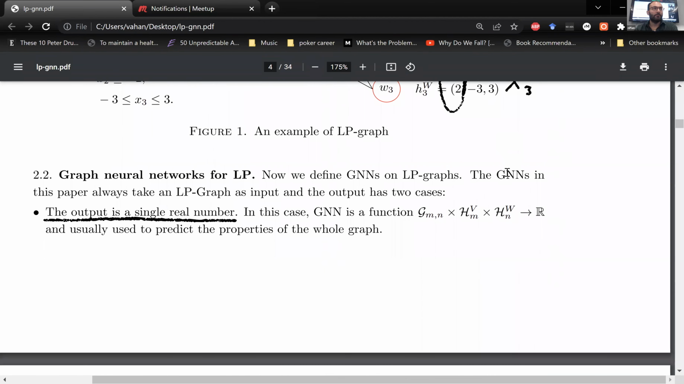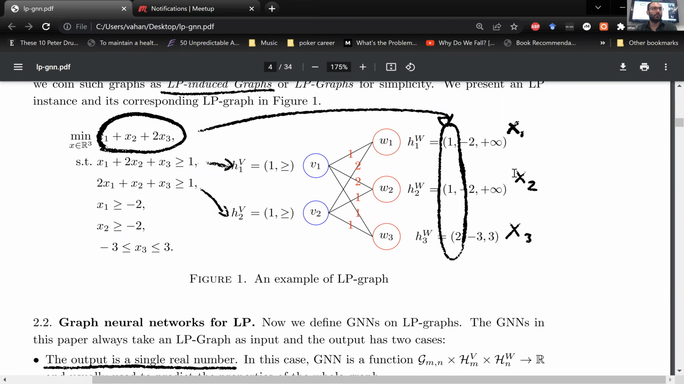To what extent do you feel like this graph is arbitrary, like in design?